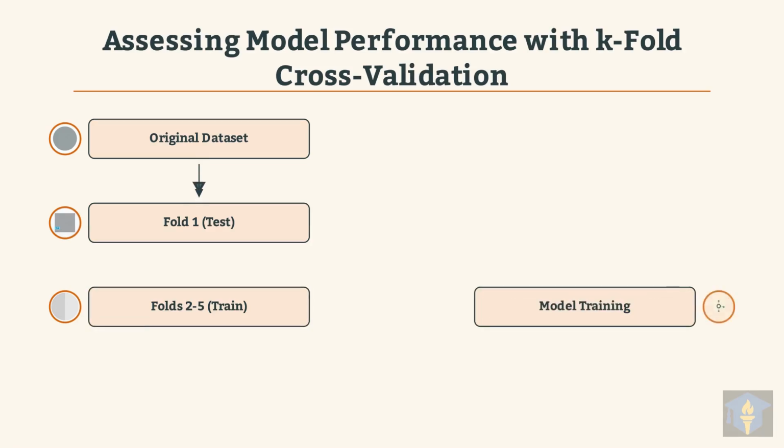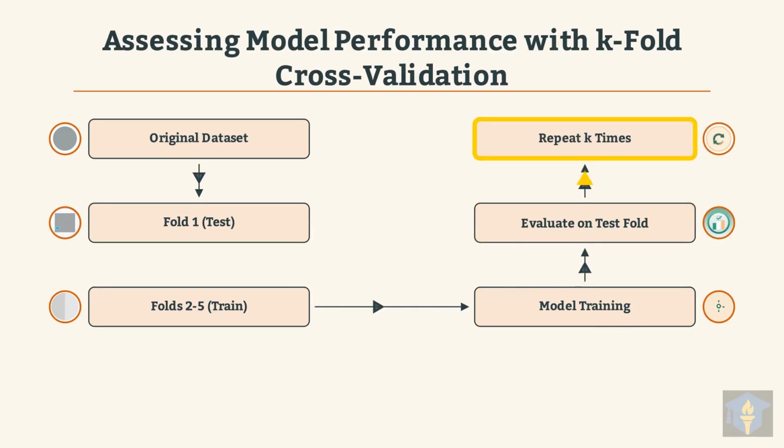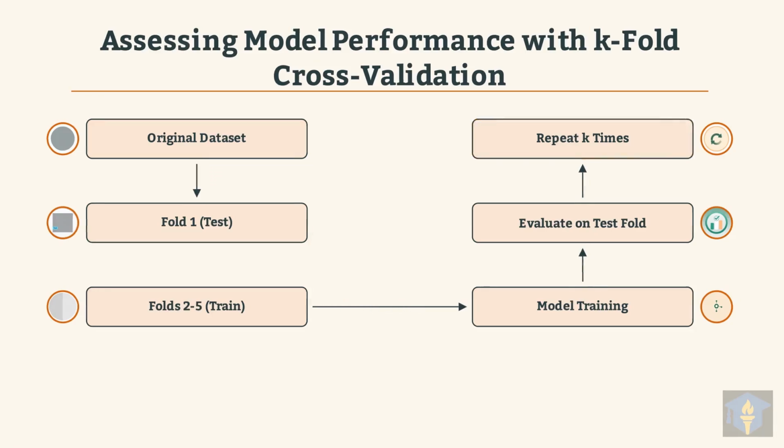We then proceed to train our machine learning model using this designated training data. After training, we evaluate the model's performance on the unseen test fold to measure its accuracy. This process is repeated K times, with each fold taking a turn as the test set.